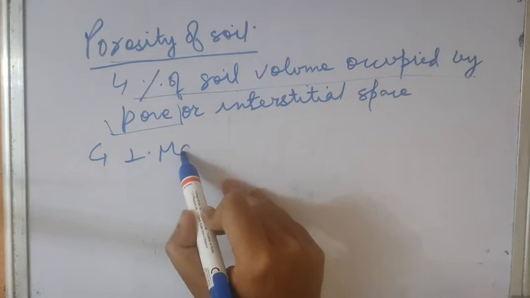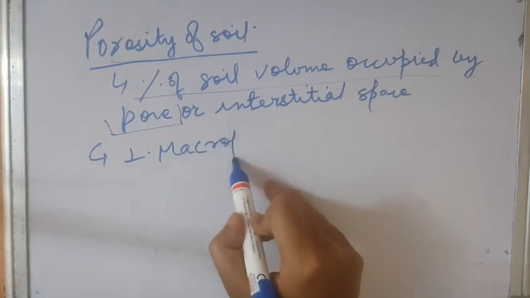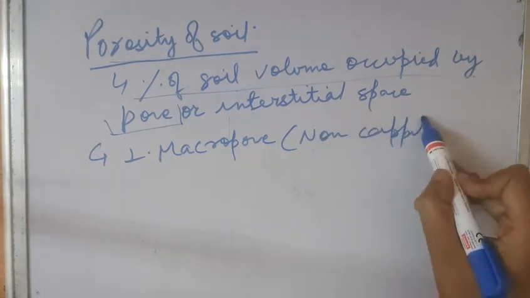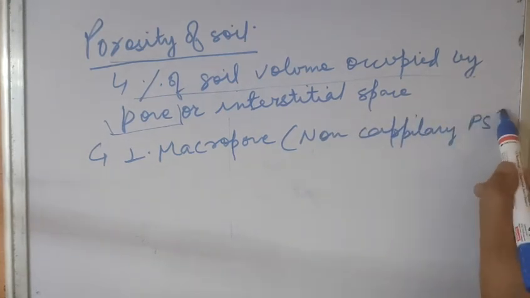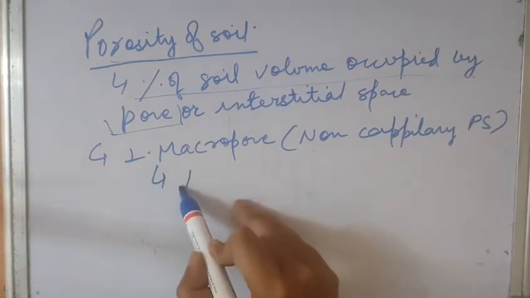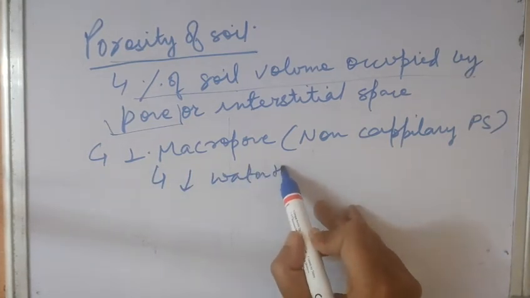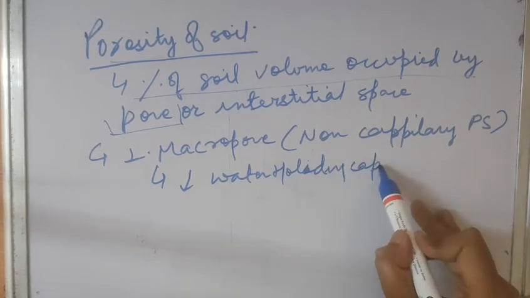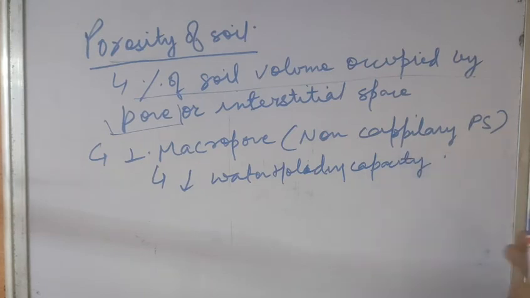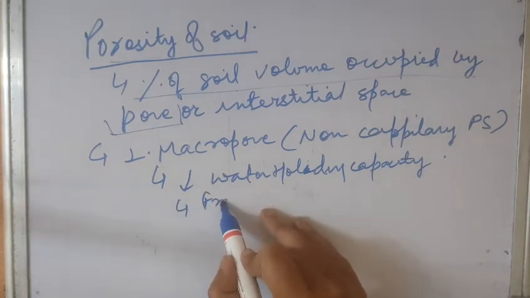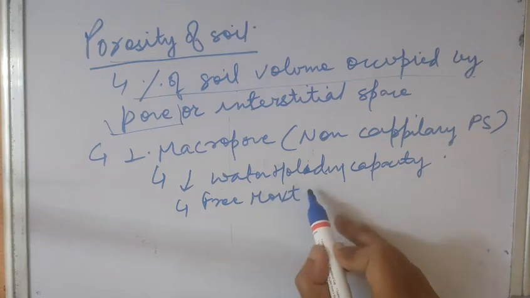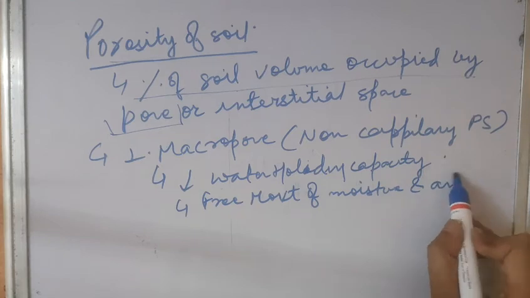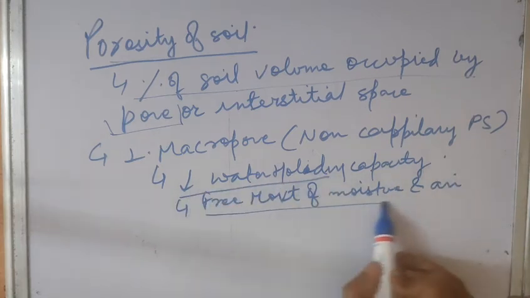First of all, we have got micropore, which is non-capillary pore spaces. These have little less water holding capacity, and they allow free movement of moisture and air. Little water holding capacity and free movement of moisture and air.